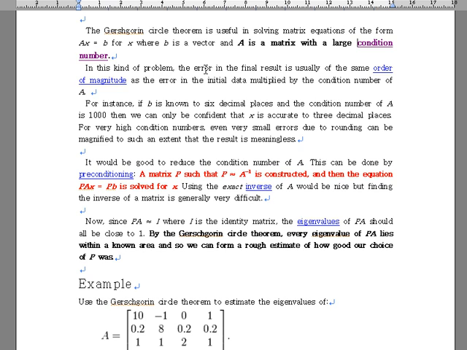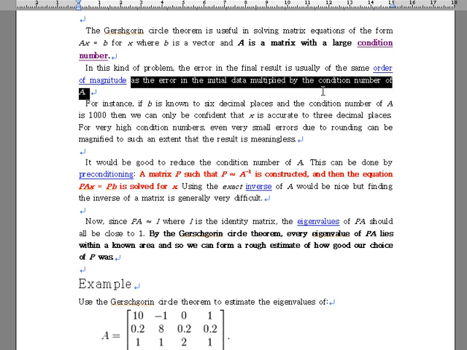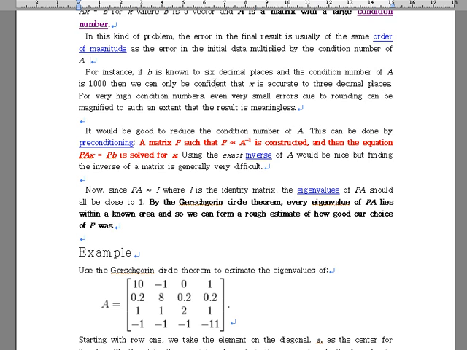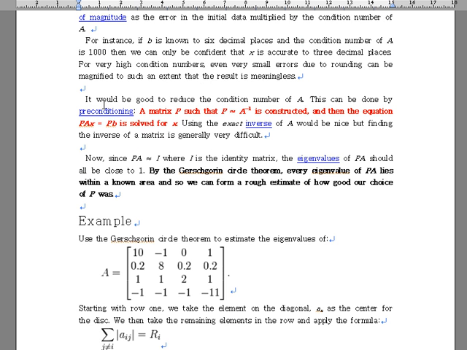In this kind of problem, the error in the final result is usually of the same order of magnitude as the error in the initial data multiplied by the condition number of A. So it would be good to reduce the condition number of A. This can be done.